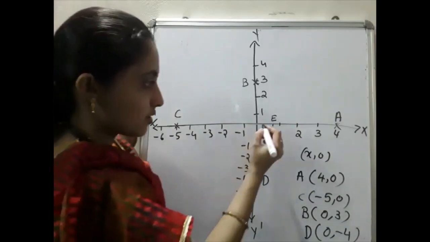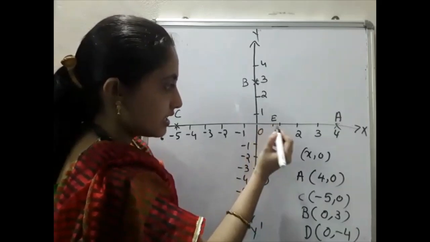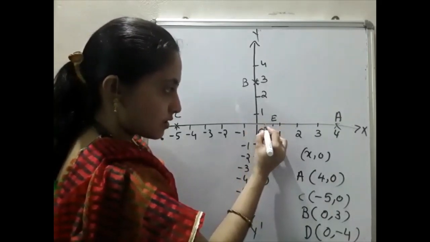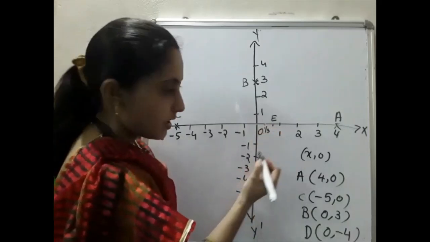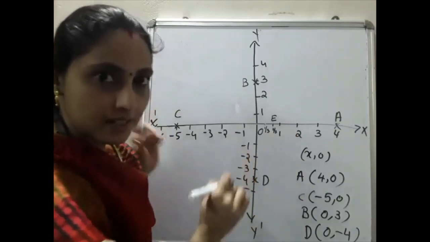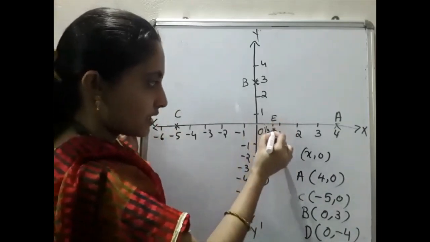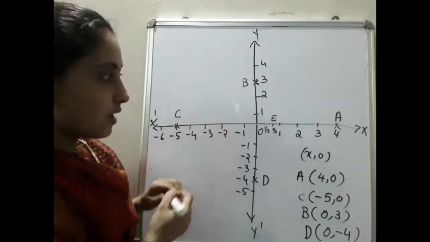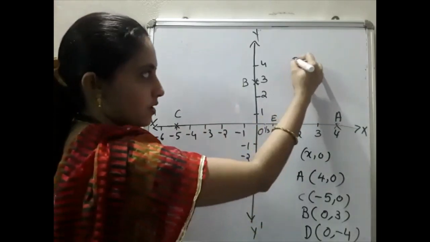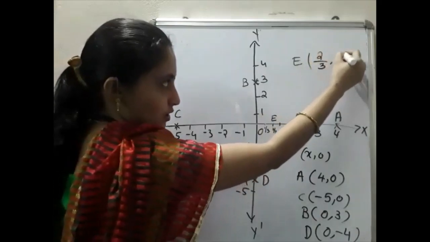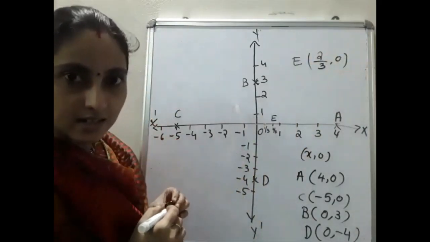Then one more is the point E. That is also given in the question. This portion is divided into 3 equal parts. So the first part is 1/3, the second part is 2/3, and the third part is 3/3, which is 1 itself. So the point E is 2/3. Just write that. So how can we represent E? E is (x, 0), that is (2/3, 0).